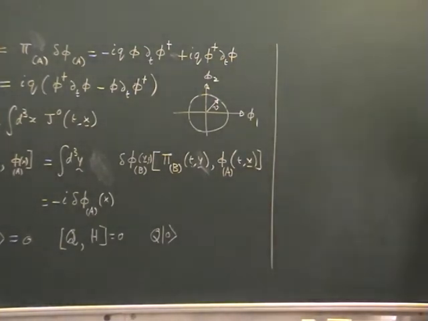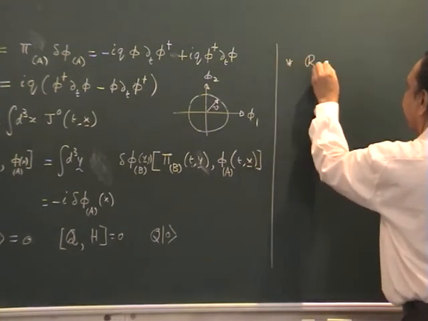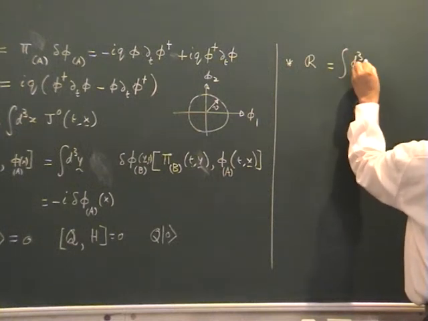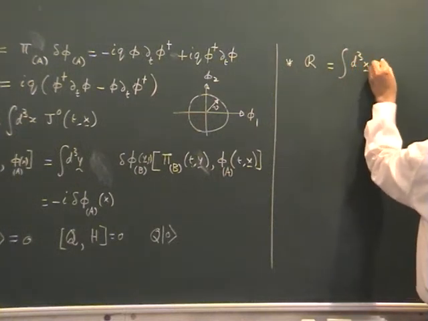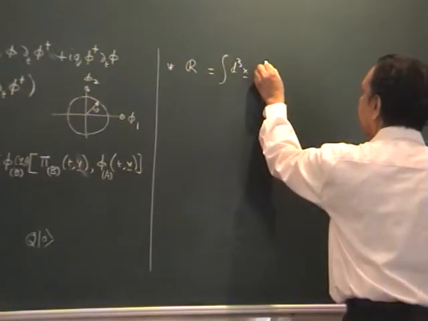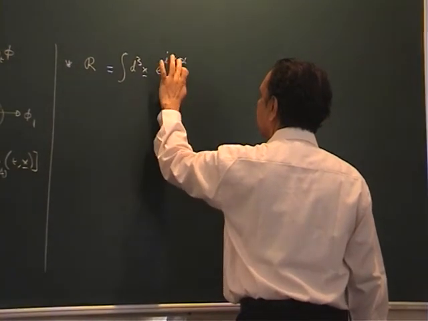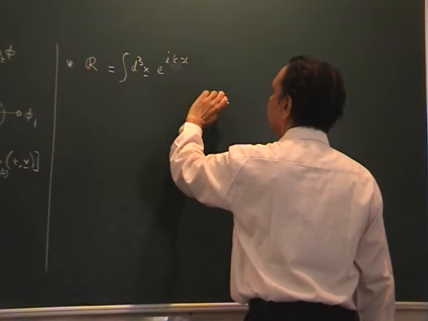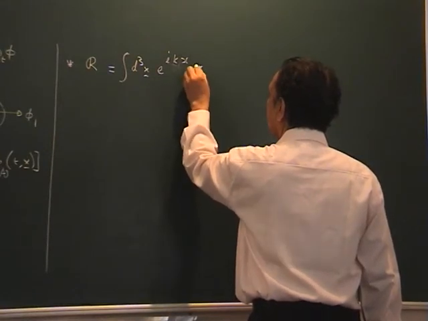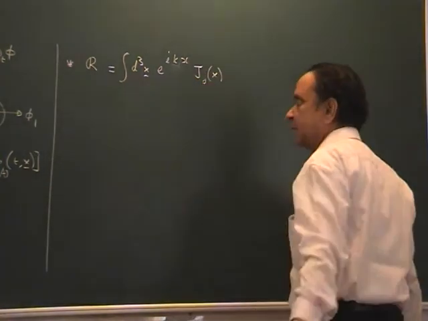You start by constructing an operator which I will call integral over d3x e to the, let us see, in our signature convention I think it should be I k dot x. So it is I k x J0 of x. Let us look at this operator.